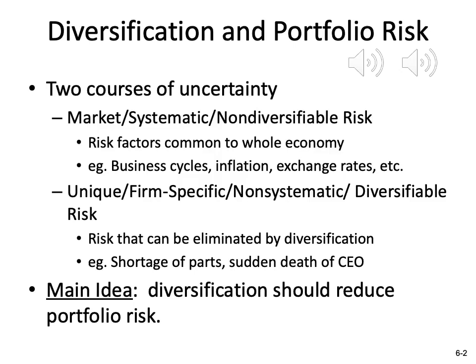If you're worried about shortage of parts in one particular company, then if you hold 20 stocks in your portfolio, you don't have to worry about this particular risk anymore, because the chance that all 20 companies have shortage of parts is very small. That is why it is called diversifiable risk. The main idea here is diversification could reduce portfolio risk by getting rid of the unique or firm-specific risk.